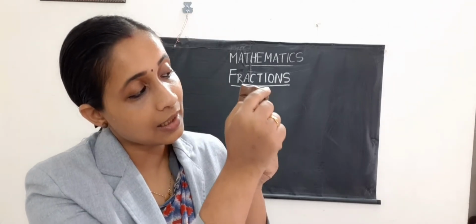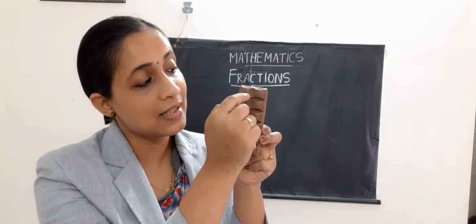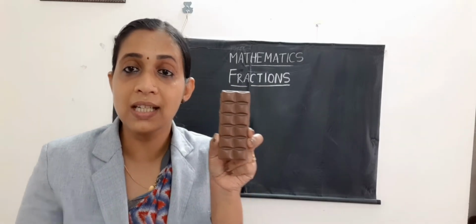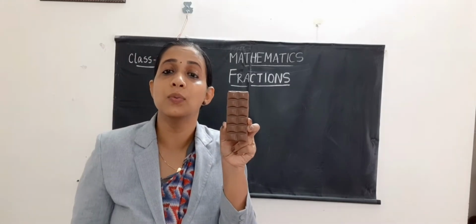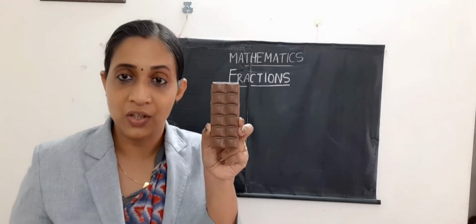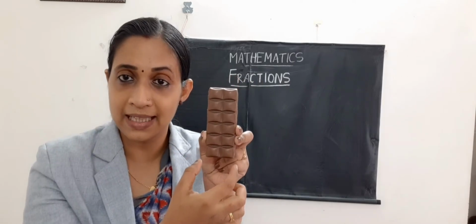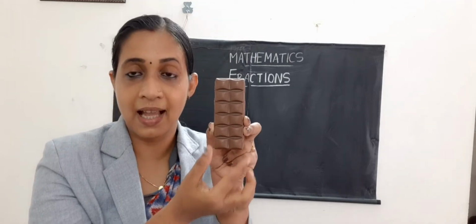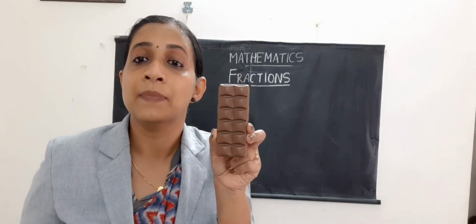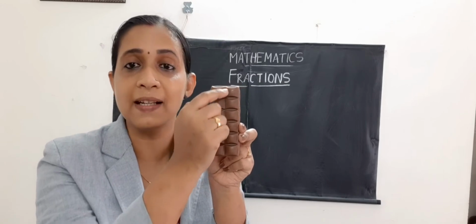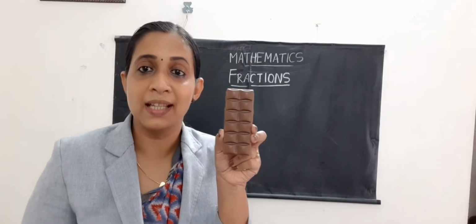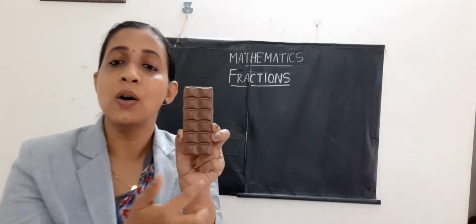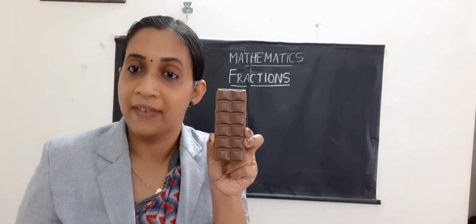This part is a fraction. This is a fraction. This is a fraction. So what is a fraction? Parts of a whole is called a fraction. So for example, this Dairy Milk is divided into 12 parts and each part is called a fraction. Okay. So what is a fraction? The part of a whole is called a fraction.